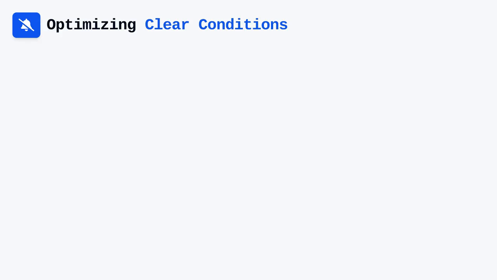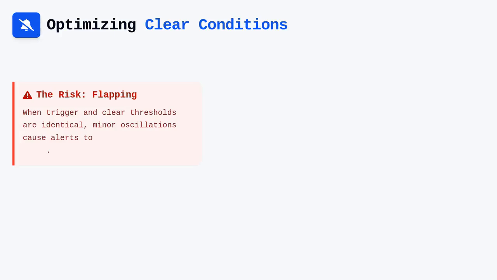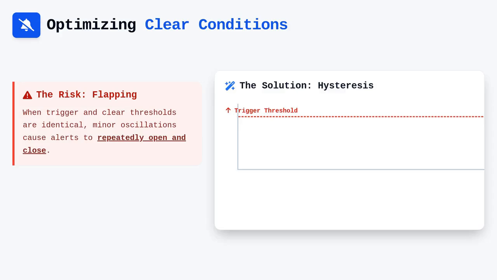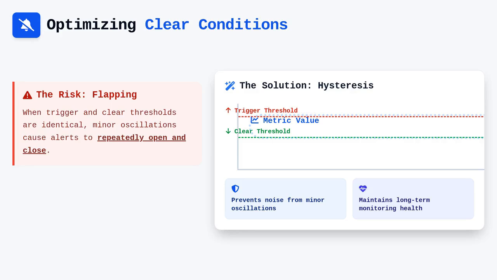Configuration of clear conditions is a frequently overlooked yet vital component for maintaining long-term monitoring health and preventing alert fatigue. If a detector triggers because a metric exceeded a threshold, the clear condition determines when that state is considered resolved. Setting the clear threshold lower than the trigger threshold creates a hysteresis effect, which prevents minor oscillations around the alert boundary from repeatedly opening and closing tickets.